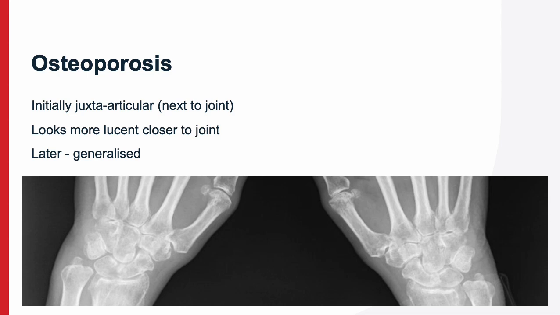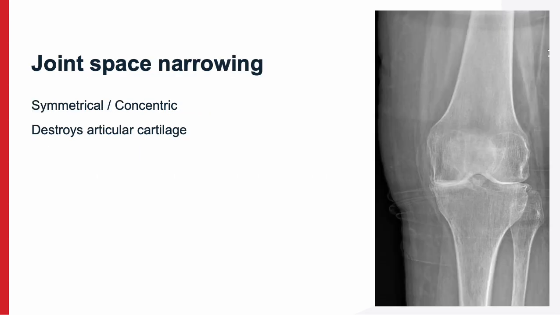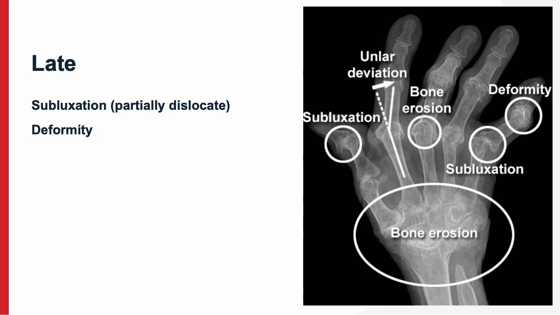Osteoporosis is initially juxta-articular, next to the joint, so that means that the bones are more lucent or black near the joints. Later it becomes generalized, involving all of the joints. Joint space narrowing in rheumatoid arthritis is classically symmetrical or concentric, destroying the articular cartilage in the medial and lateral compartment, much the same with this uniform joint space narrowing. And late we get this subluxation and deformity. So you can see here the subluxation and sometimes even dislocation occurring, ulnar deviation at the MCPJ, and extensive erosion within the carpus.